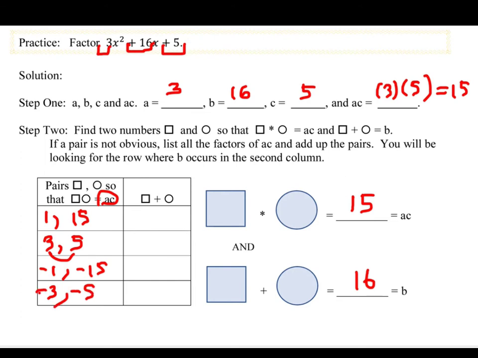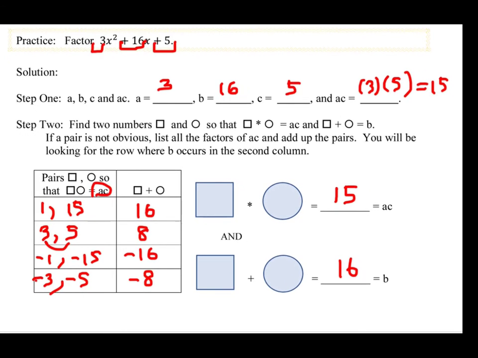So then the next step would be to add those all together. So 1 plus 15 is 16, 3 plus 5 is 8, -1 plus -15 is -16, and -3 plus -5 is -8. So we are looking for B in this column, and in this case B was 16. So we're going to choose the pair of numbers that gave us a sum of 16.